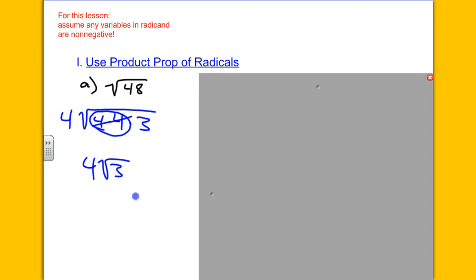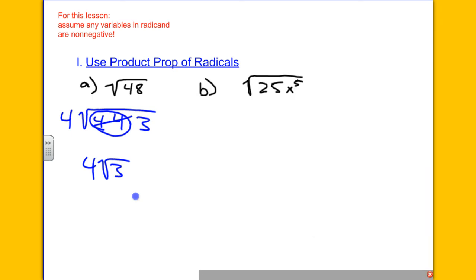If you were going to actually approximate the value of this, you probably would end up with 6.9 to the 10th place. But that's not what we're doing. We're just simplifying the radical. Okay? This one's a little easier, I think, in one way.